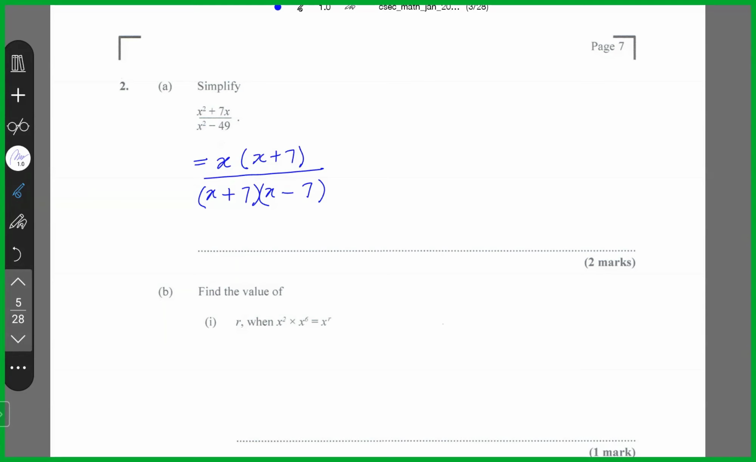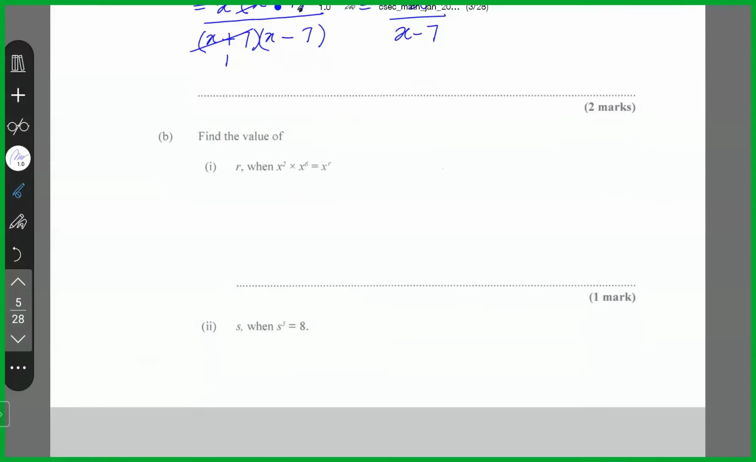You will notice that x plus 7 is the same in the numerator and the denominator. They're common, so you would cancel the x plus 7. In the numerator, what remains is x, and in the denominator, what remains is x minus 7. Now, since this fraction cannot be further simplified, x over x minus 7 is your answer.